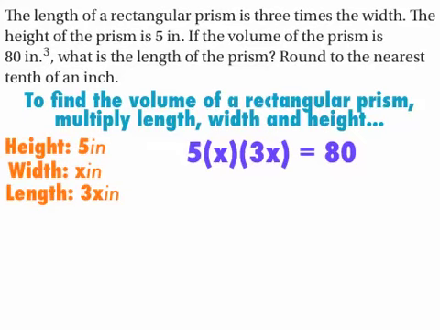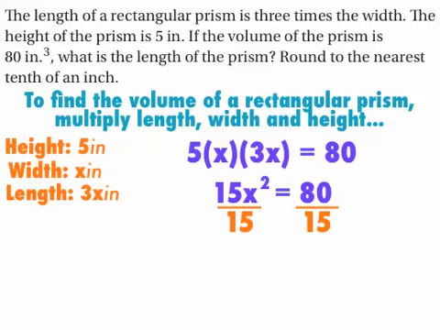I can multiply 5 times x times 3x. Well, 5 times 3 is 15, and x times x is going to give you x squared. So I have 15x squared equals 80. My goal is to solve for x here. I need to divide by 15 on both sides, and when I do so, I get x squared equals 5.3. Go ahead and take the square root of both sides.